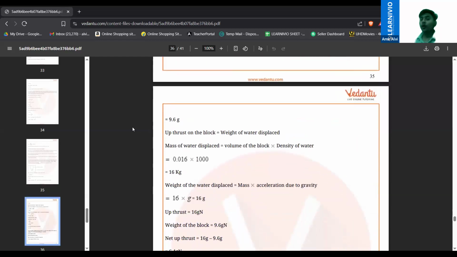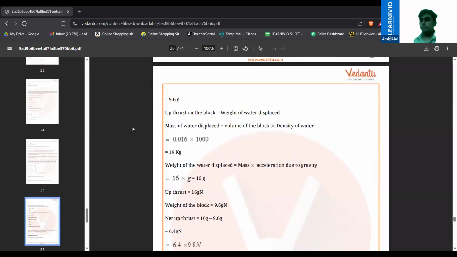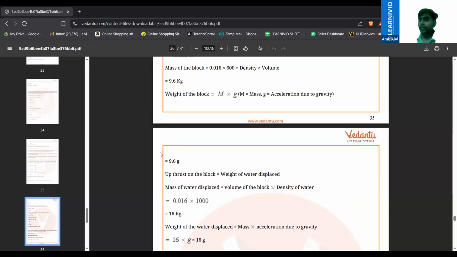But after that, you also have to calculate the mass of the water displaced. So mass of the water, how can you calculate it? Volume of the block and density of water. So whatever the volume of the block would be will be equal to the water displaced, yes or no? Yes, sir. So density of water is 1000 kg per meter cube. So in terms of mass, it would be 16 kg. So if we want to calculate the weight of water displaced, that would be 16 g. So upthrust is 16 g, okay, and weight of the block is 9.6 g.